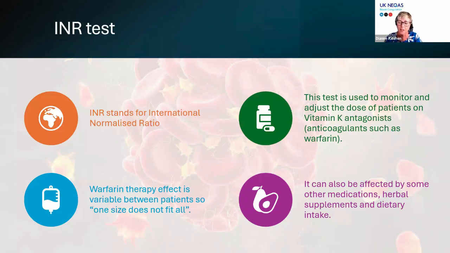So I'm going to start by looking at the INR test and give you just a little bit of background. The INR stands for International Normalized Ratio, and it's a test that we use to monitor the dose of vitamin K antagonists, which are anticoagulants such as warfarin. Now with warfarin therapy, it's very much not a case of one size fits all. So we do need to tailor it specifically to those patients, and even once we've got it sorted for a patient, it can be affected by so many things. Once you put them on other medication, if they've got an infection, and even herbal supplements or dietary intake can affect it. So we do need to do constant, fairly regular monitoring for these patients.